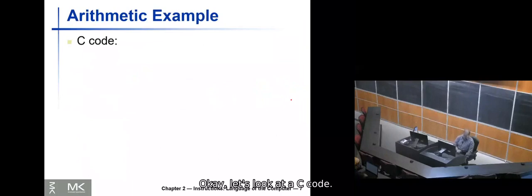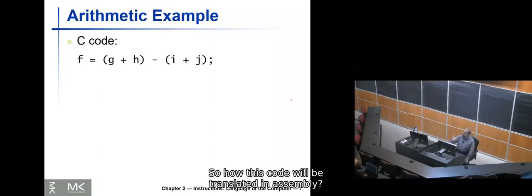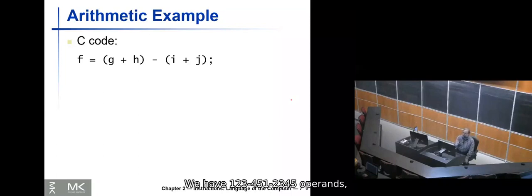Okay, let's look at a C code. In C, we write something like that: F gets G plus H minus I plus J. So we have to add G and H first. We have to add I and J, and then we subtract these two. So how will this code be translated in assembly? In assembly, we have three operands. Here we have 1, 2, 3, 4, 5 operands, 5 variables. In C, we call them variables.